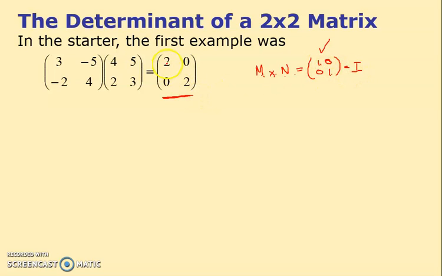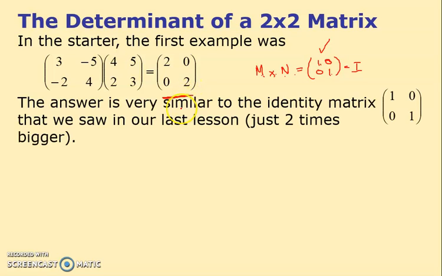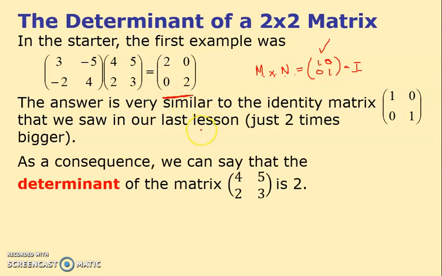Now you'll notice this is actually quite close. This is the point I was going to make. This isn't the identity matrix, but it's very close to it. You look at it and think, yeah, it's just twice as big. And for that reason, we basically say that the determinant of this matrix, and it doesn't really matter which one I choose, I think you'll find both of them are the same, but take this one here, the 4523 matrix, the determinant of this is 2.